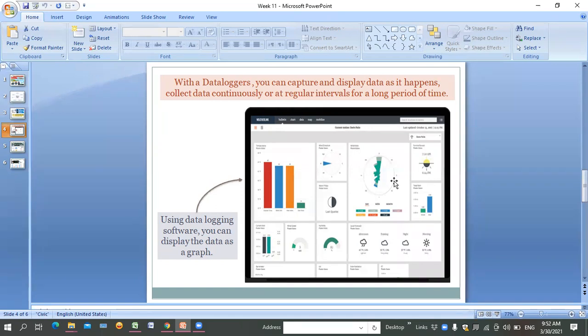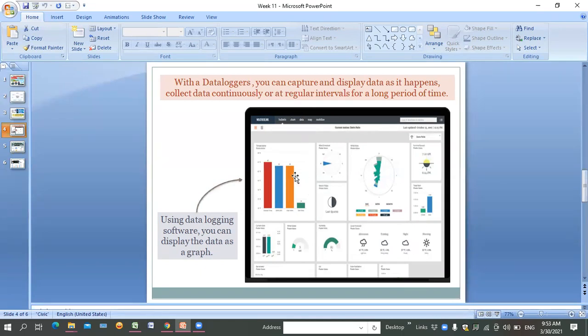Each time the data changes, the data logger will automatically show you the temperature. They sense it, and it will appear on the data logger device. Use data logging software. There is software specially designed for this purpose. We don't use it in our normal life, but there are people working in this field who use it. So you can display the data on a graph also.